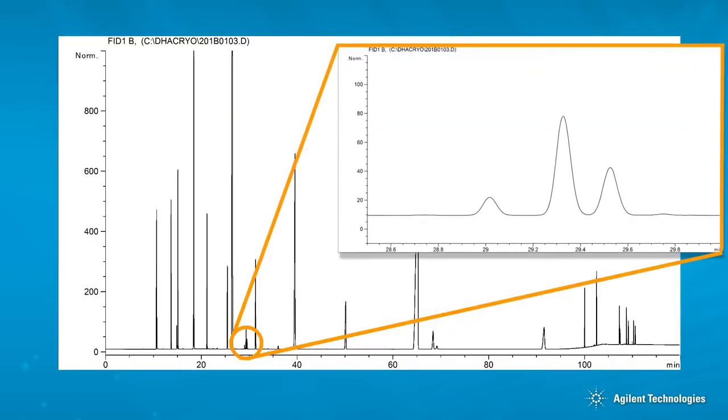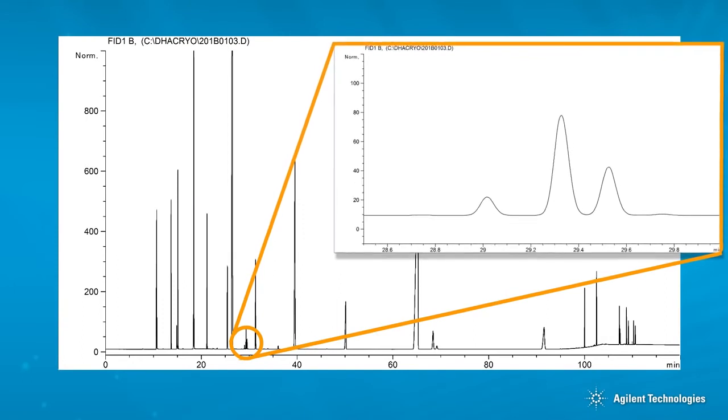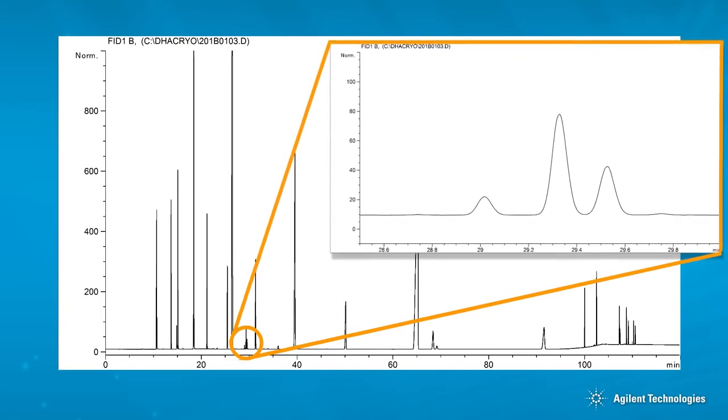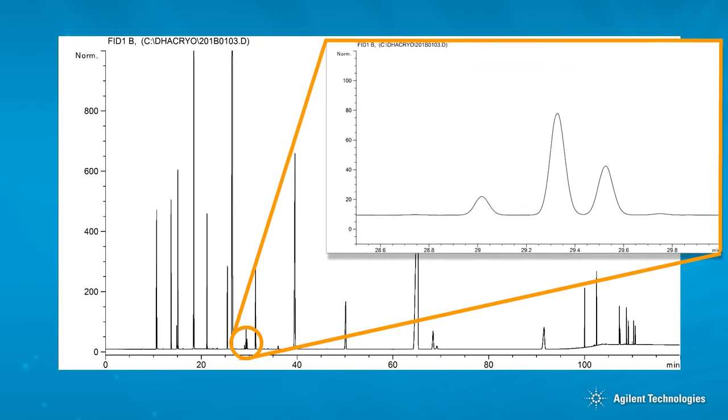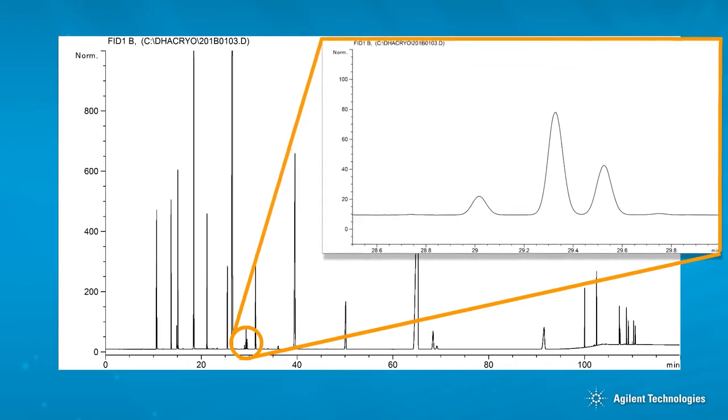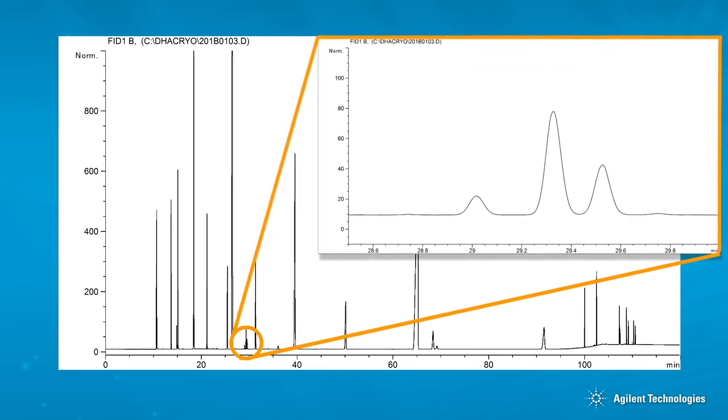Here is an example of a thin film column yielding very high resolution. How many compounds are in a hydrocarbon refining stream? The answer is a lot.